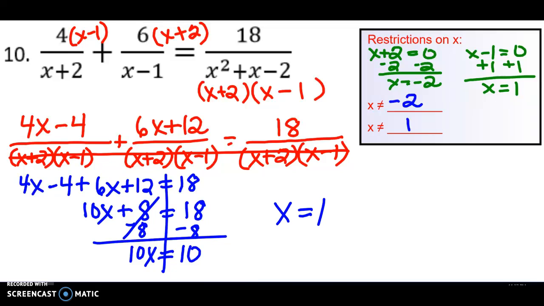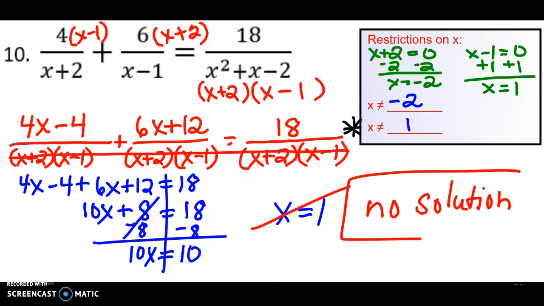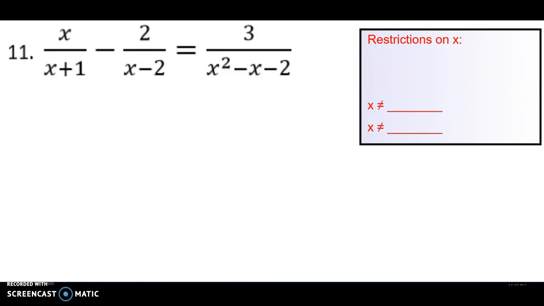So normally you'd be done. You'd say, okay, x equals 1 is my solution. However, we have a problem. Remember, that was one of our restrictions on x. That's one of the things that x cannot equal. So this is not a good answer. And our answer to this problem is no solution. So you always need to check your answers and compare them to the restrictions, because every so often your answer will be one of those restrictions, and that's not good. That's not a good solution.